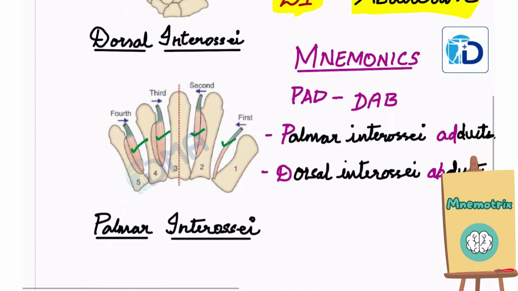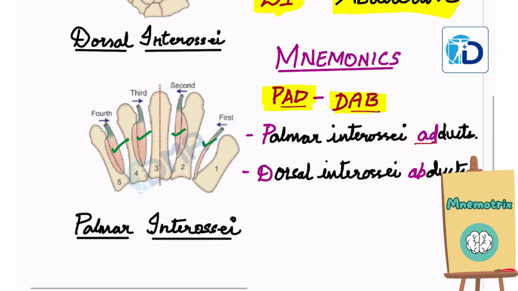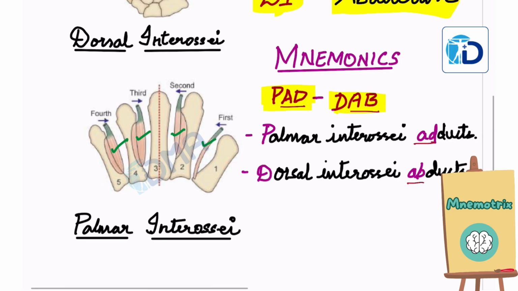Okay, so here is an easy mnemonic way to remember the action of these muscles. The mnemonic to remember the action of palmar and dorsal interossei muscles is PAD and DAB. We can easily remember this. Here the last 2 letters AD mean adduction, and here the last 2 letters AB mean abduction. P for palmar interossei, D for dorsal interossei. So palmar interossei adduct, that is PAD, and the dorsal interossei abduct, that is DAB.